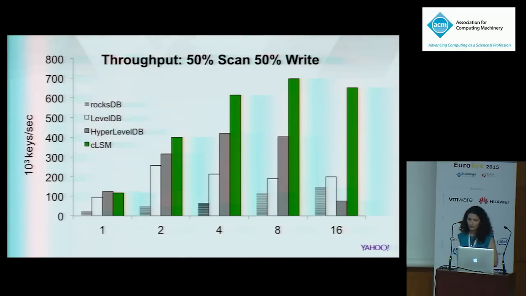We also experimented with a workload of a one-to-one scan-write mix. The size of the range queries we used is between 10 and 20. Since we wanted to balance the number of keys being read and the number of keys being written, the number of scan operations executed is an order of magnitude smaller than the write operations. The throughput is measured as the total number of keys that are accessed. As you can see, cLSM performs better than the competitors.